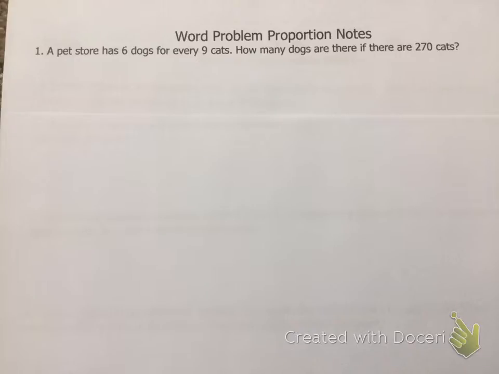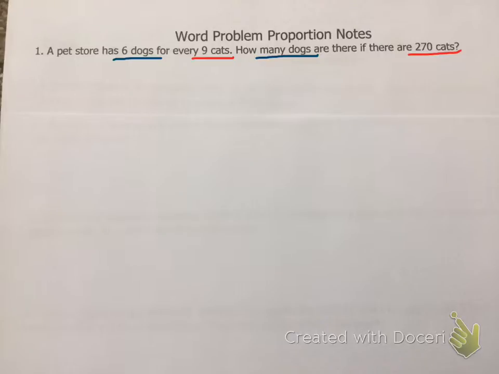So the first question you have there: a pet store has 6 dogs for every 9 cats. How many dogs are there if there are 270 cats? Now with the word problem proportions, you need to be careful because of the wording. Some of them are a lot easier than the others. Okay, I'd like you to mark up your text, underline the important information. We have 6 dogs for every 9 cats. We want to know how many dogs are there for 270 cats.